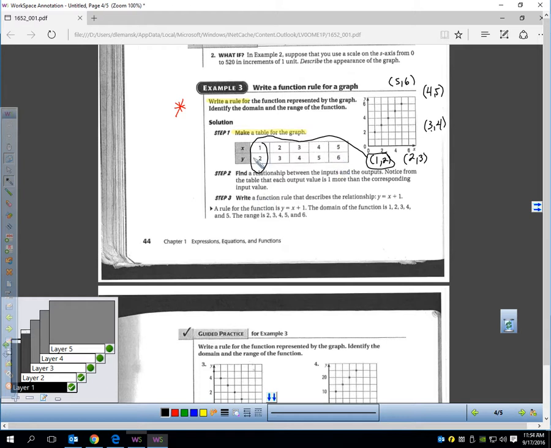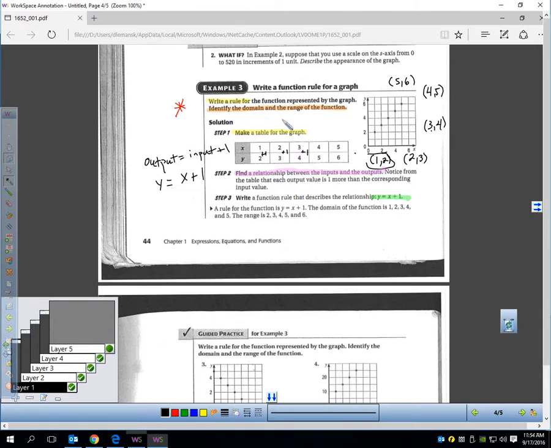So make a table, and here's why you want to make a table. It's kind of easy to see the pattern if you can look at the table. It's pretty obvious we're adding 1 every time. 1 plus 1 is 2, 2 plus 1 is 3, 3 plus 1 is 4, and so on. The pattern is add 1. So the output here equals the input plus 1. That's the pattern, which means my rule is y equals x plus 1. Remember, outputs are y, inputs are x, and I'm adding 1 each time. There's my rule.